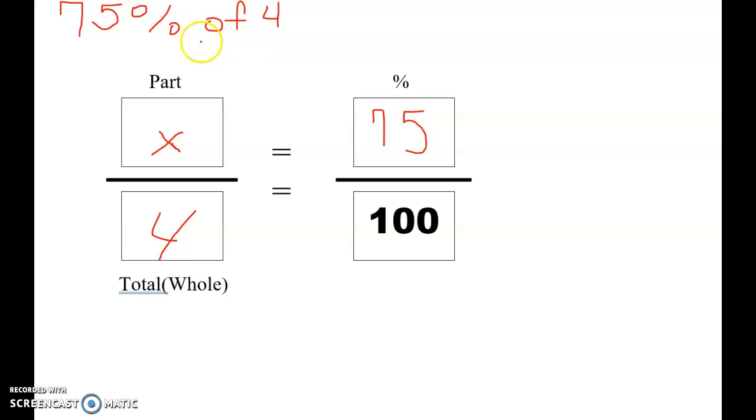To solve this proportion, remember I said of means multiply. Now, look at your proportion. You're going to cross multiply. Cross. Not across. You're going to cross. The way you know which numbers to cross multiply is look to see: if I draw a line from here to here, can I multiply 75 times 4? Yes, I can, and get a number. Can I multiply 100 times X and get a number? No, I can't. So because I can cross multiply 75 times 4, that's what I'm going to do.